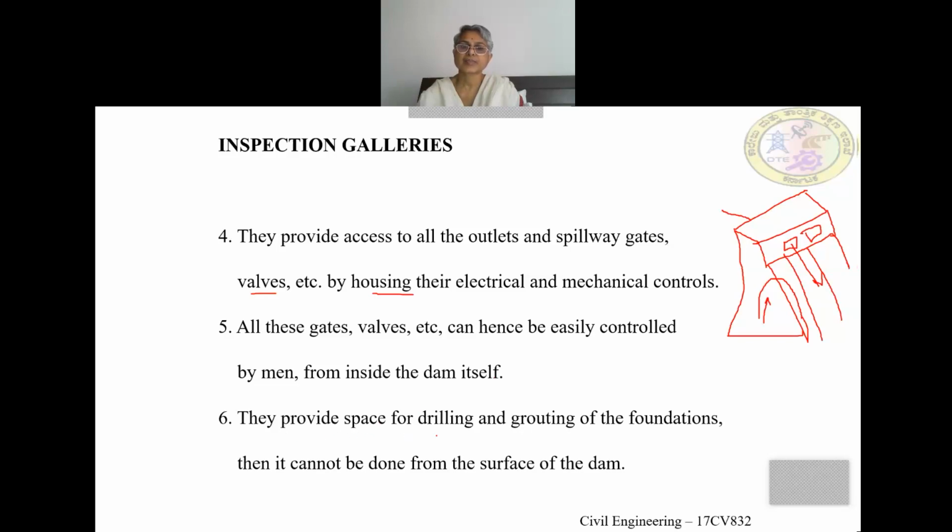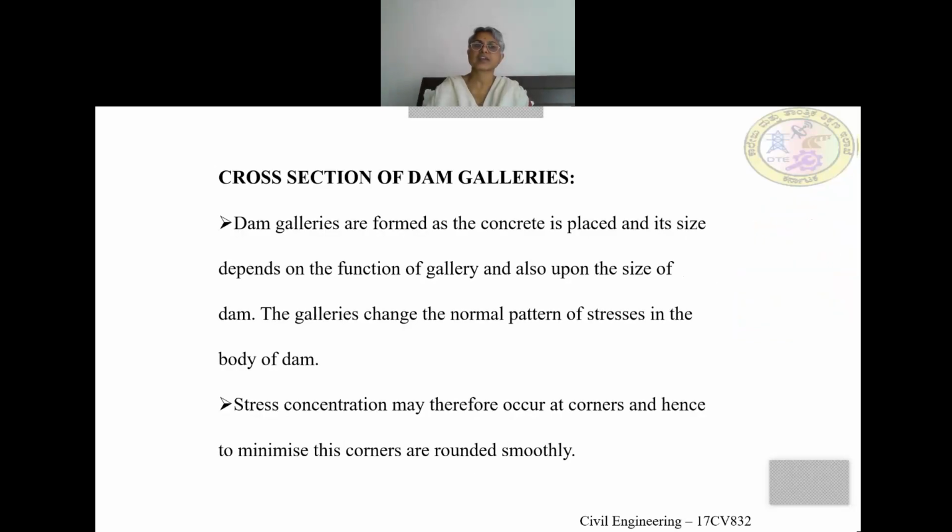They provide space for drilling and grouting of the foundations when it cannot be done from the surface of the dam. So if you want to do grouting for the foundation, it cannot be done from the surface of the dam, but it can be done from the inspection galleries. You can drill holes and then fill them with the concrete. Grouting can be done. So how should be the cross section of the dam galleries?